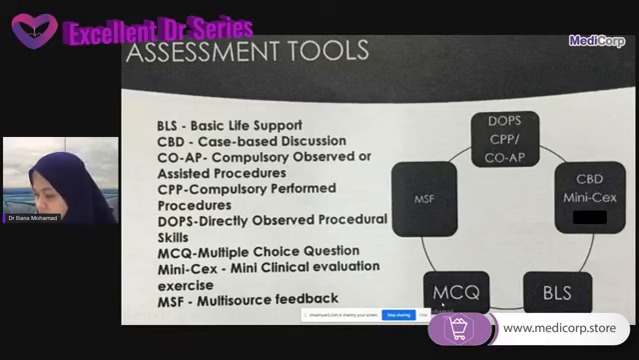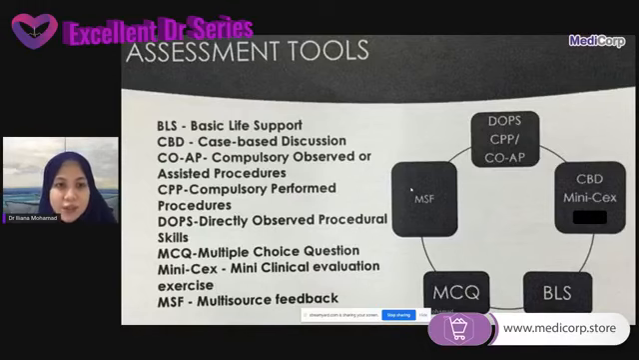Most hospitals also have an MCQ, which is a written multiple choice questions test. And then in terms of your attitude and professionalism, we have what we call multi-source feedback, where you'll be assessed regarding your attitude, your punctuality, your discipline, and how you communicate with others.